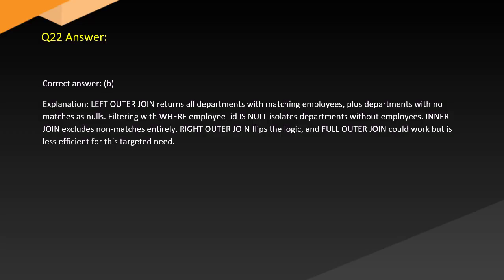Answer. Correct answer: B. Explanation. Left outer join returns all departments with matching employees plus departments with no matches as nulls. Filtering with where employee ID is null isolates departments without employees. Inner join excludes non-matches entirely. Right outer join flips the logic, and full outer join could work but is less efficient for this targeted need.